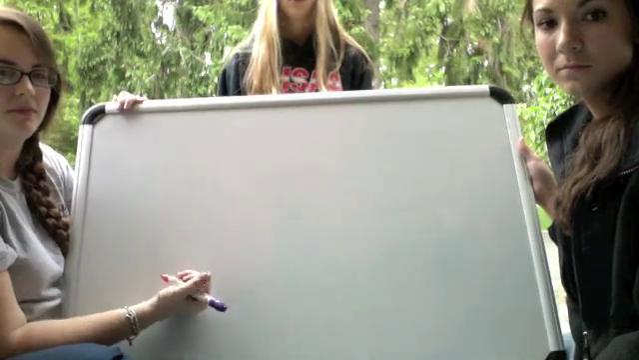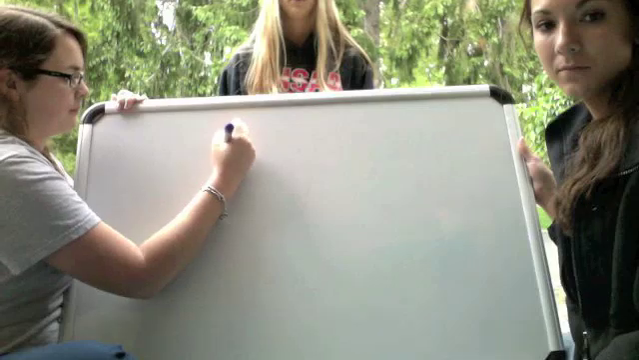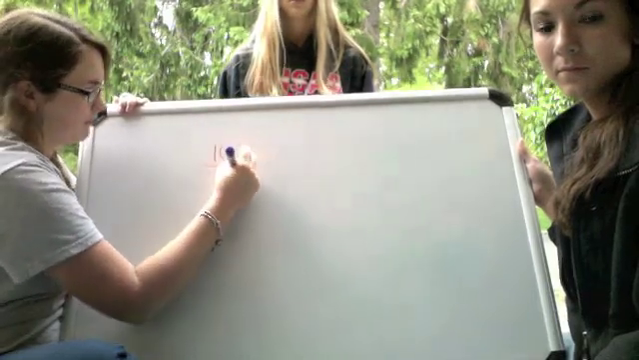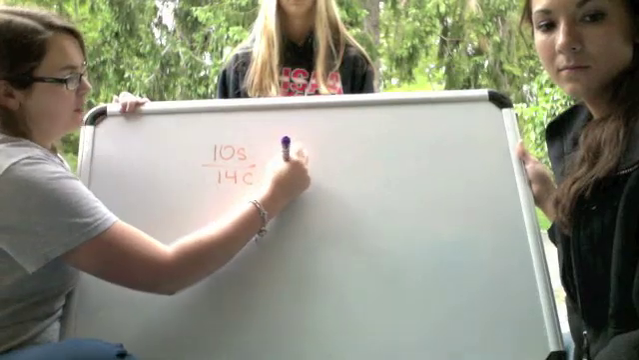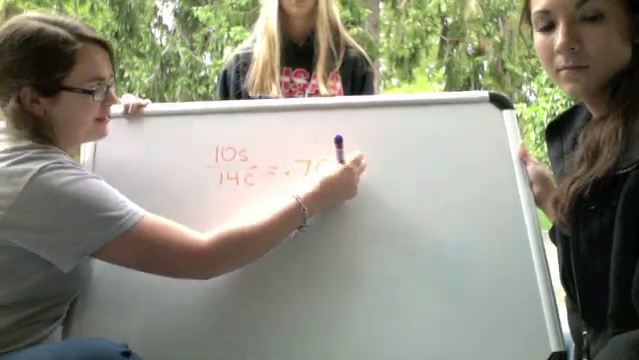Period is the amount of seconds in one cycle. In order to find period, we will divide seconds by cycles. To find the period, you divide 10 seconds into 14 cycles. And you get 0.70 seconds per cycle.